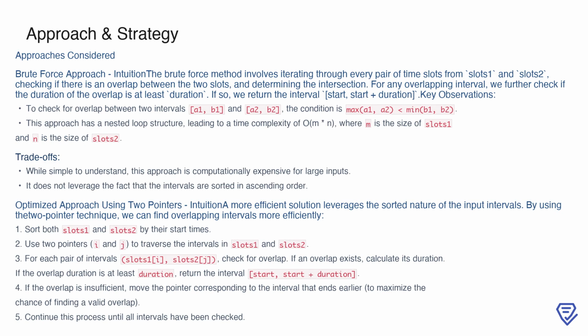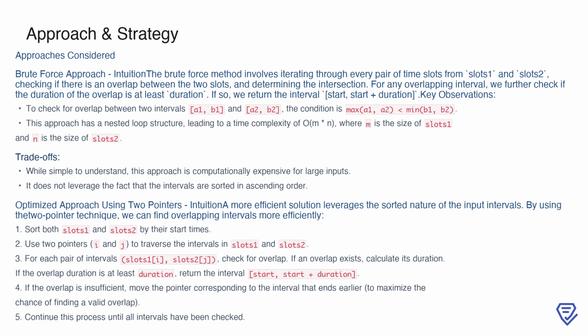To solve the meeting scheduler problem, we first considered two main approaches. The brute force approach is straightforward. We iterate through every pair of time slots from slots1 and slots2 to check for overlaps. For two intervals [A1, B1] and [A2, B2], an overlap exists if max(A1, A2) < min(B1, B2). If an overlap is found, we calculate its duration and verify if it meets the required duration. If so, we return the interval [start, start + duration].